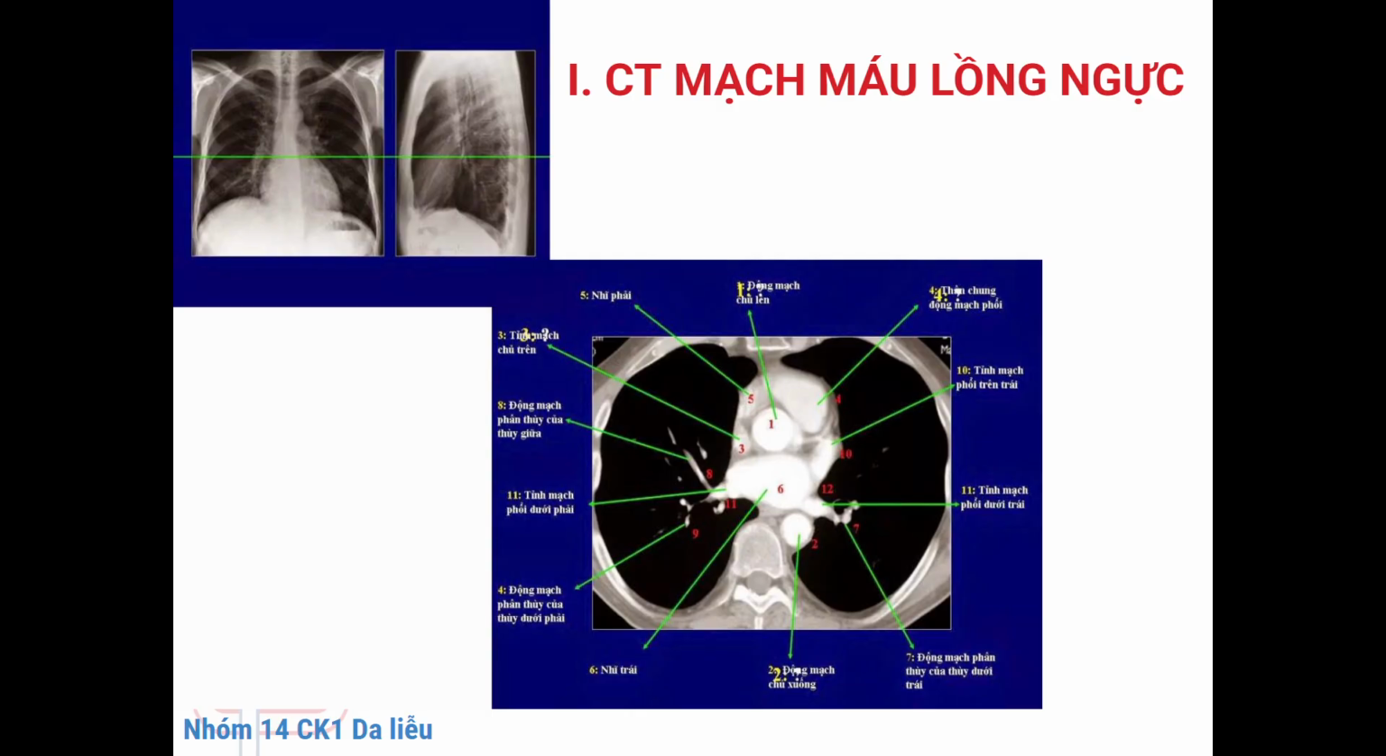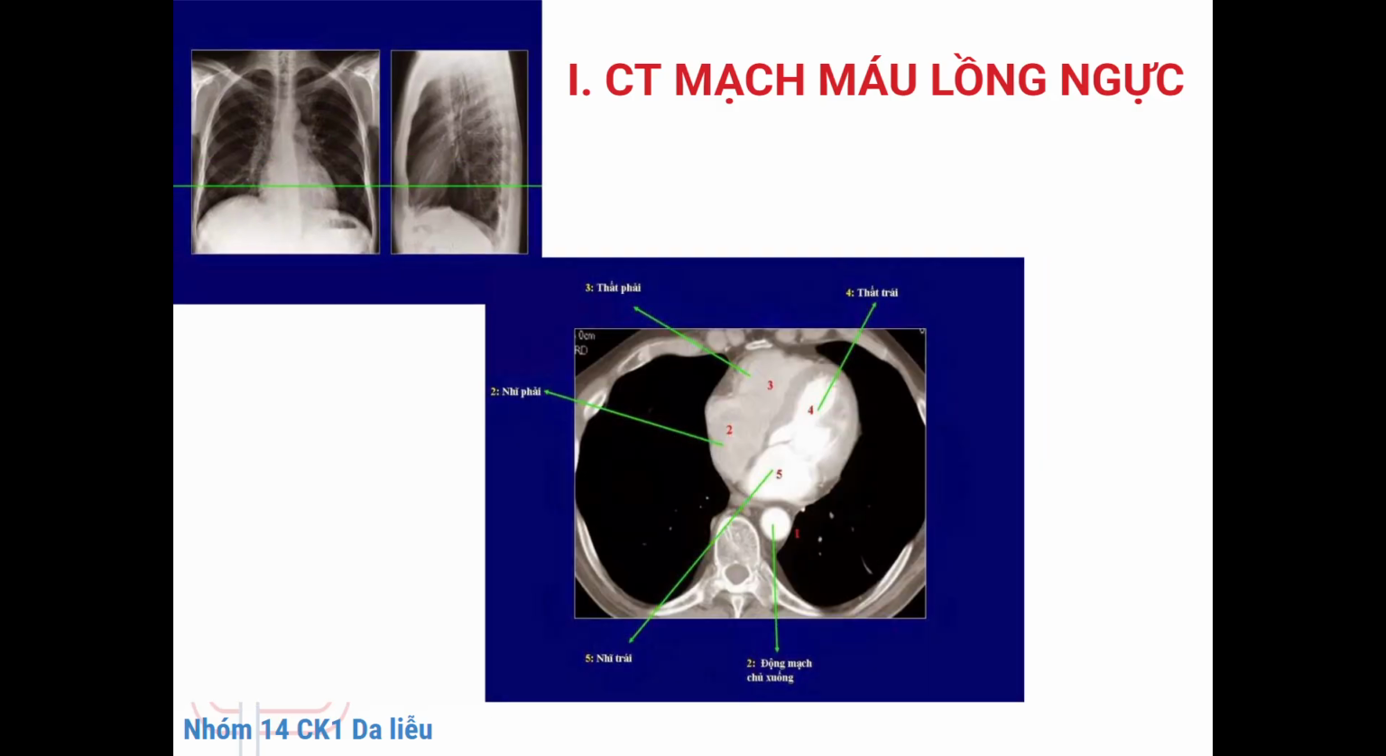Recognizing common anatomic variants, including bovine arch, aberrant subclavian artery, persistent left SVC, or right-sided aortic arch, is essential for avoiding misdiagnosis. Understanding the vascular landmarks allows clinicians to interpret chest CT with higher accuracy and confidence.